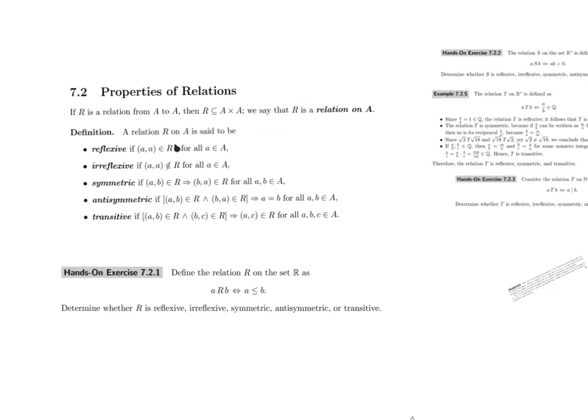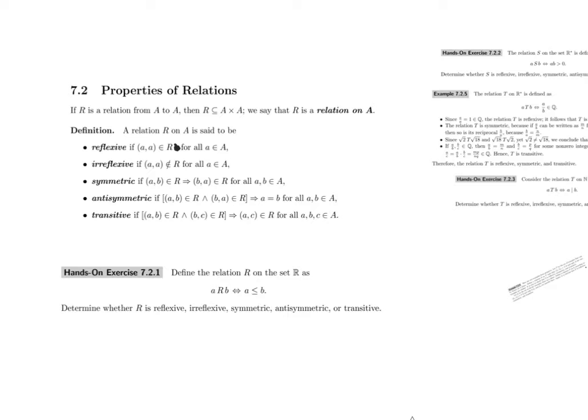Now take a moment and practice with these definitions. Let's say you have the set of real numbers, and we define the relation R on the set of real numbers as A is related to B if and only if A is less than or equal to B. So what you want to do is use these definitions and check whether this relation R is reflexive, irreflexive, symmetric, antisymmetric, or transitive.